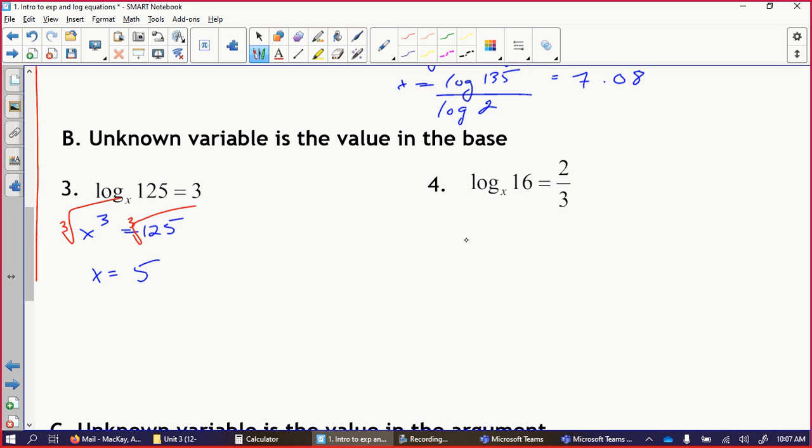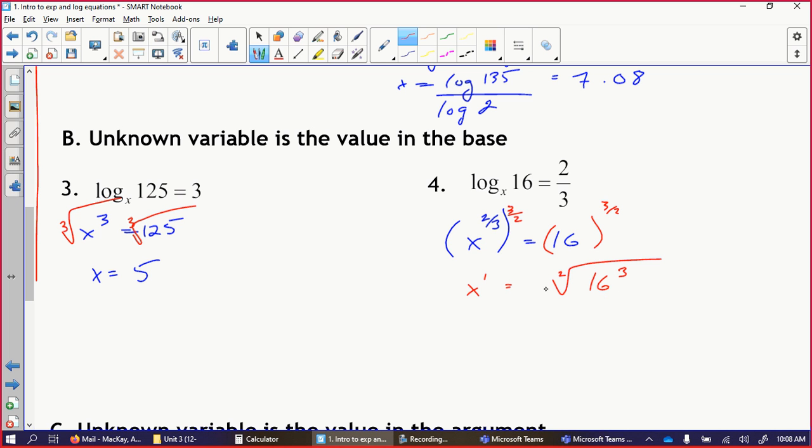Same idea, convert it to exponential form. X to the 2/3 equals 16. To get rid of that, I don't like dealing with roots for this. Well, the reciprocal of 3 over 2, if I multiply that out, we get x to the 1. So we raise this to 3 over 2. So x equals, now I can put it into the square root of 16 cubed.